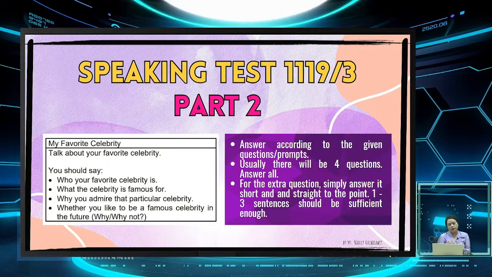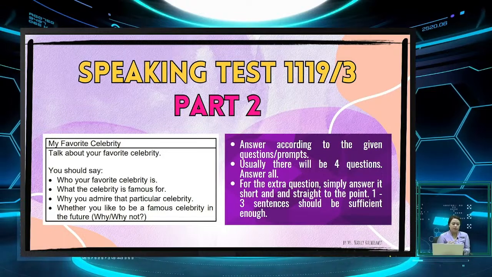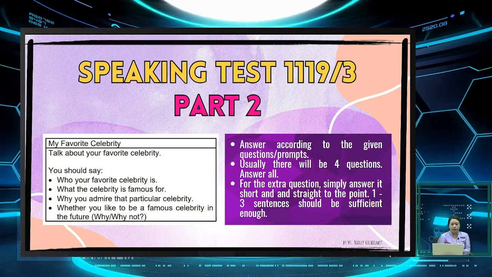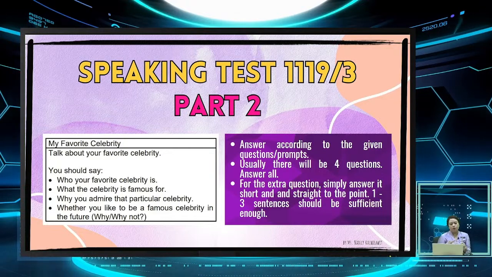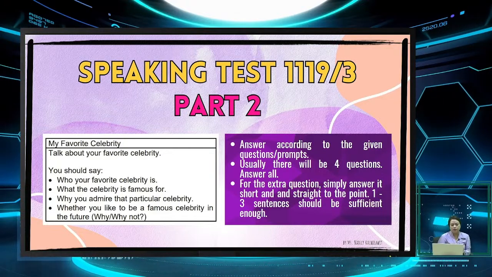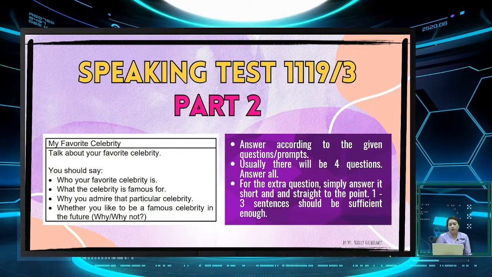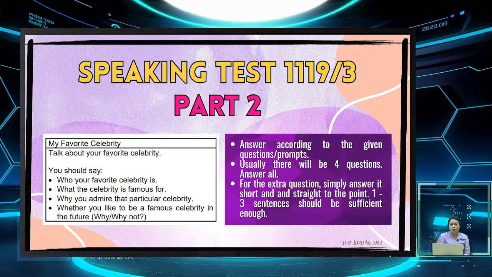You should mention who is your favorite celebrity, what the celebrity is famous for, why you admire that particular celebrity, and whether you would like to be a famous celebrity in the future, why or why not. So you have to answer all the given questions, all 4.